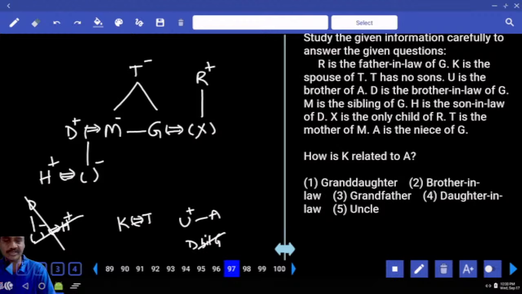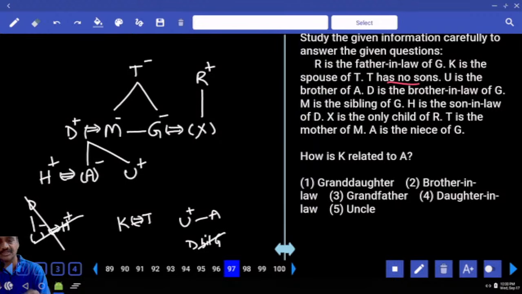Then A is the niece of G. A is the niece of G means A must be here. If A is here and U is the brother of A, U is here. And if U is here, then any other information? T has no sons. As T has no sons, G is the daughter. G is the daughter, X is a man. K and T are married to each other. T is a female, K is a male.